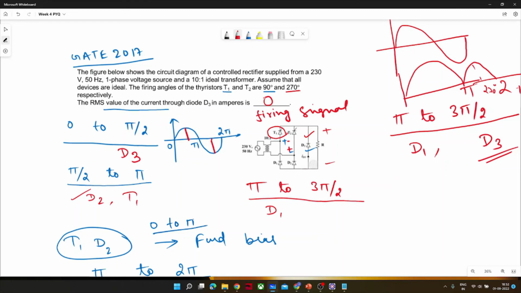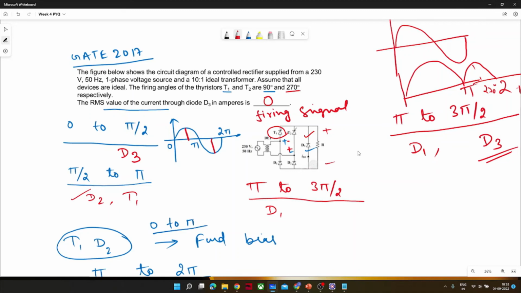Am I able to convey this concept, or should I repeat this? Sir, please explain it again. Yeah, sure. How is it zero? Because D3 is conducting for 0 to pi by 2. That's the catch here. D3 should conduct from 0 to pi by 2.